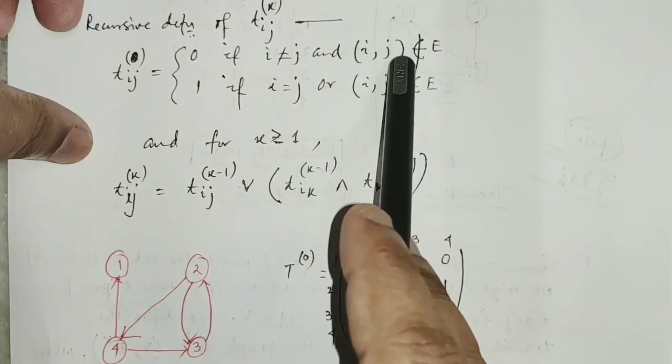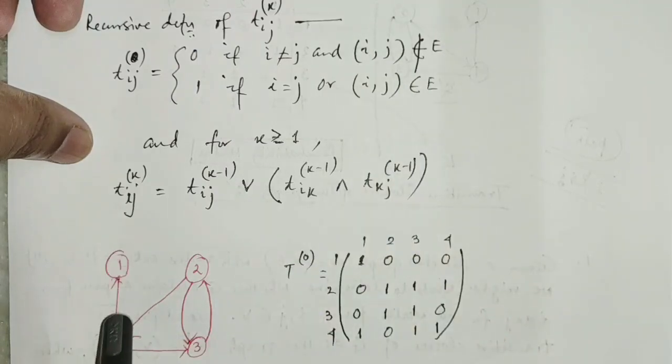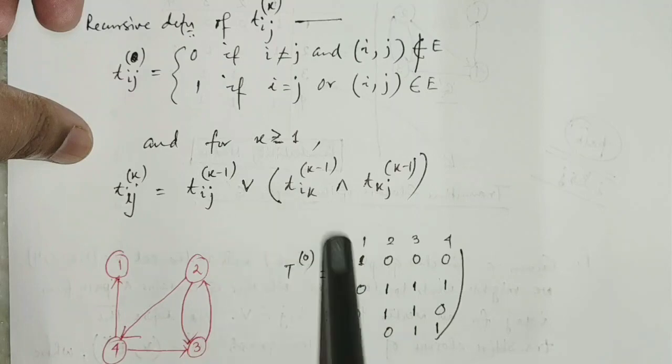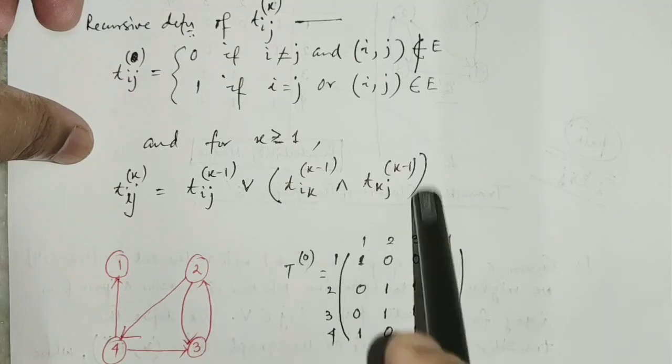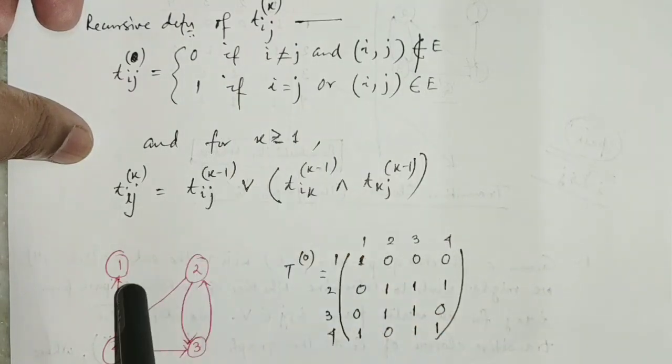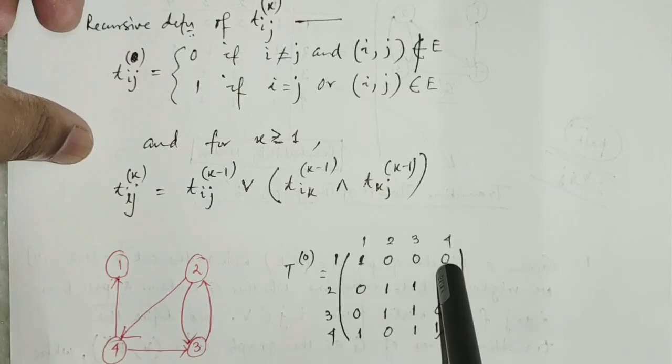Is there any edge from 1 to 3? There is no edge from 1 to 3. I am talking about the edge. There is no edge from 1 to 3. That's why it is 0. Okay. 1 4, i not equal j, and there is no edge from 1 to 4. So that's why it is 0.